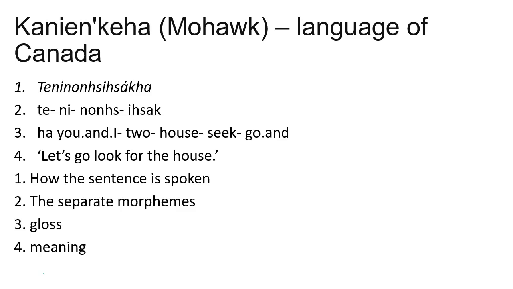We still isolate the separate morphemes because what we're looking for is different meanings. We then put a gloss on, so we explain what each of the morphemes is doing, and you can see we've isolated you and I, te. So there's clearly some sort of pronoun which means you and me. Why wouldn't there be? That's fine, you and I. Ni is to, nons is house, ishak means both seek and go, right? And then and, ha. And the ha goes on the end. So we've isolated the morphemes, we've glossed what they mean, and we've given then a sort of paraphrase meaning in our own language for ease of reading.